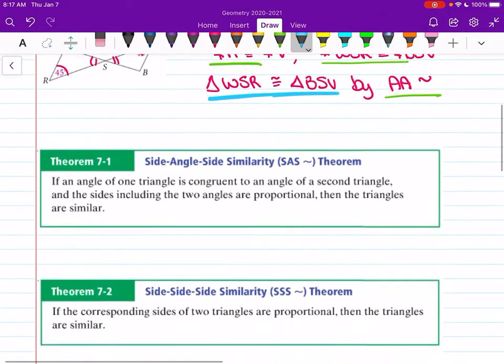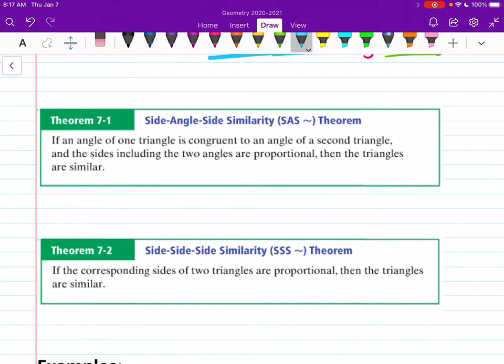All right, let's read our next two theorems to show triangles are similar. Theorem 7.1 is the side-angle-side similarity theorem. It says if an angle of one triangle is congruent to an angle of a second triangle and the sides including the two angles are proportional, then the triangles are similar. Let's draw a picture for this one.